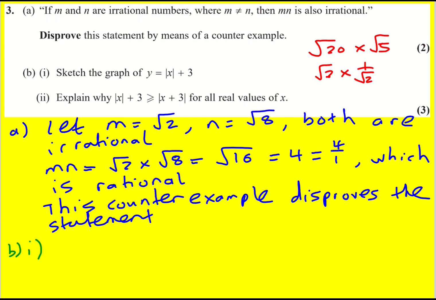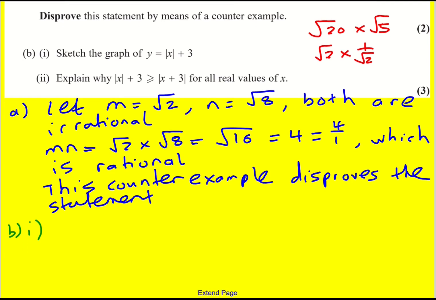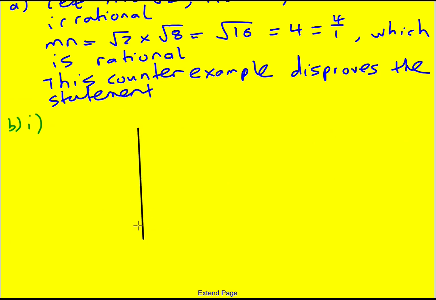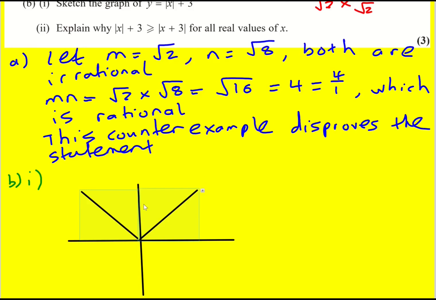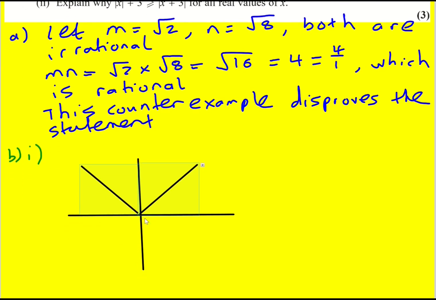Mark B, 1, we're asked to sketch the graph of y equals the modulus of x plus 3. Well, the modulus of x is just this V. It's y equals x for the positive values of x, and y equals minus x for negative values. That's a classic function that you see when you first look at the modulus function, hopefully. And then if I'm adding 3, I'm doing a translation by 3 in the y direction. So it comes up to here.